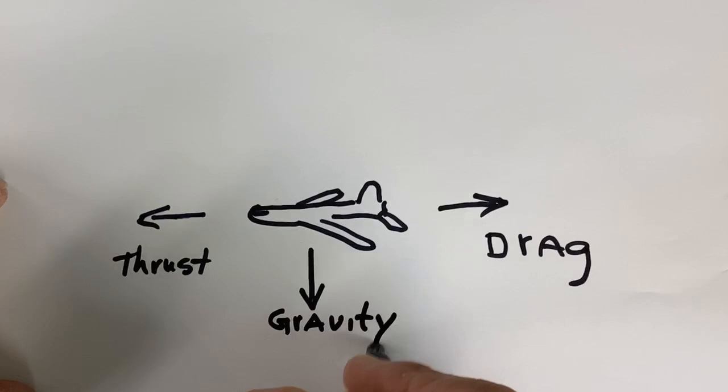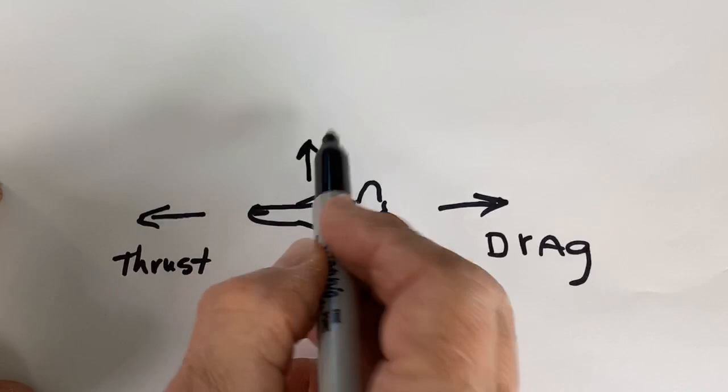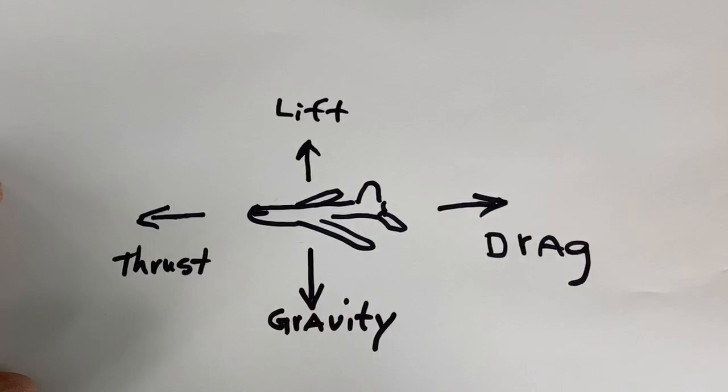So the opposing force of gravity, of course, is lift. So these are the four forces that have to do with the motion of an airplane flying. Now, the Wright brothers studied this, and they were one of the first to ever make a plane fly. And it had to have several things.